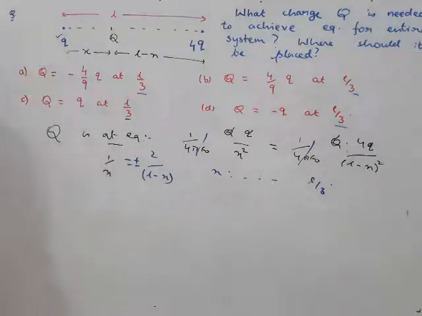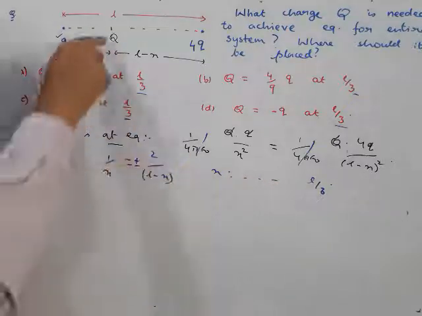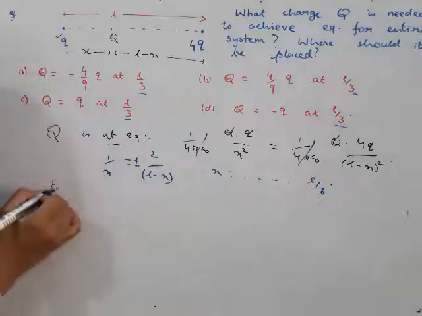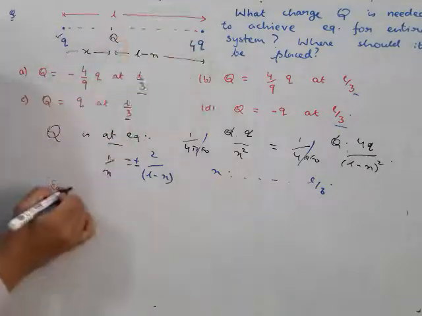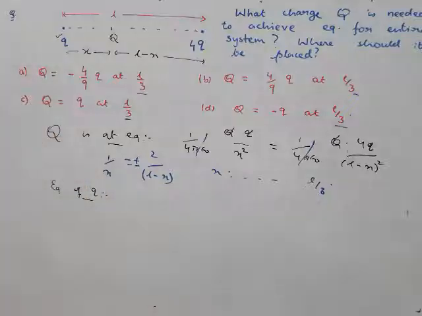Next thing that we have to find. We have found the location of this point. Next we have to find the value of this point charge. How much should capital Q be equal to? To find its value, we will consider equilibrium of any one of these two charges. I will assume equilibrium of small q. Now for equilibrium of small q, net force on small q should be 0.